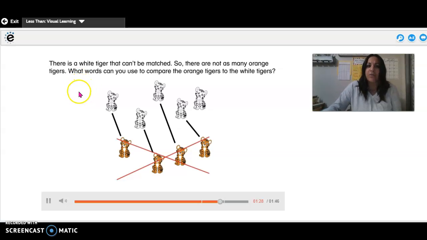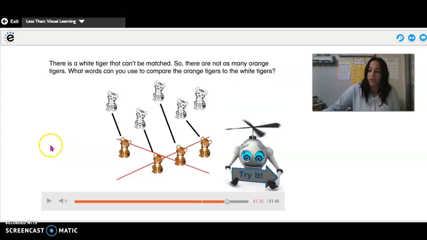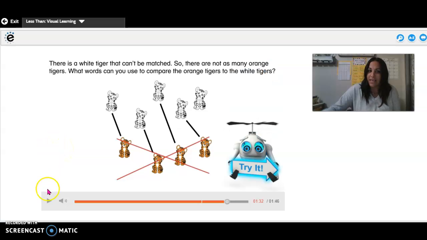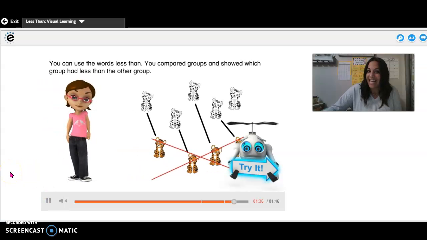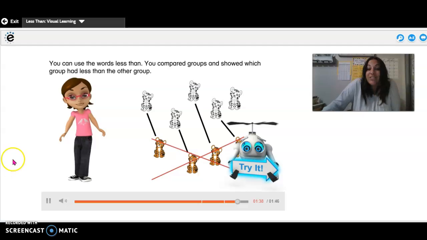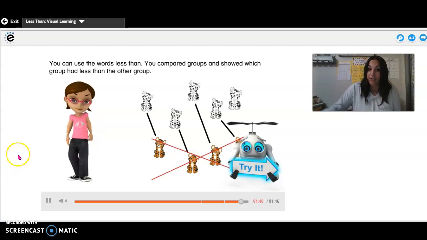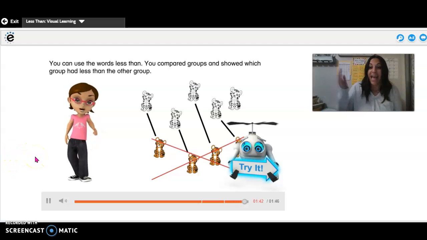What words can you use to compare the orange tigers to the white tigers? What is that math vocabulary word you heard Miss Cup use at the beginning? You can use the words less than. So today, we're going to keep comparing groups and show which groups have less.